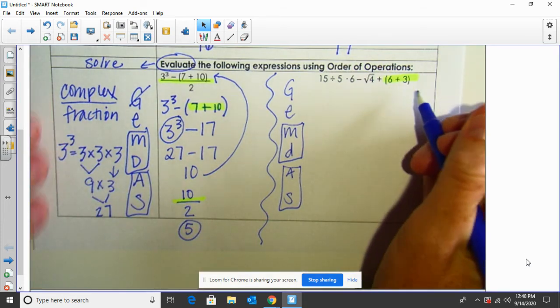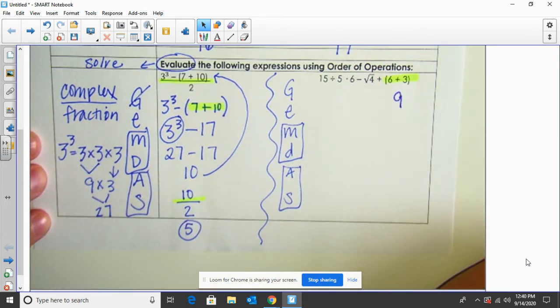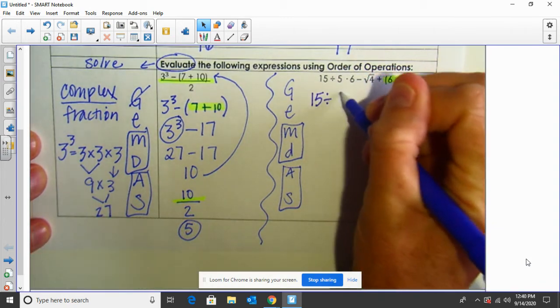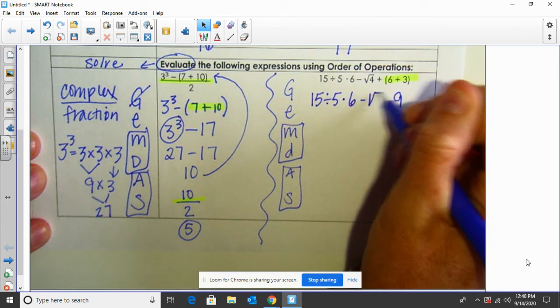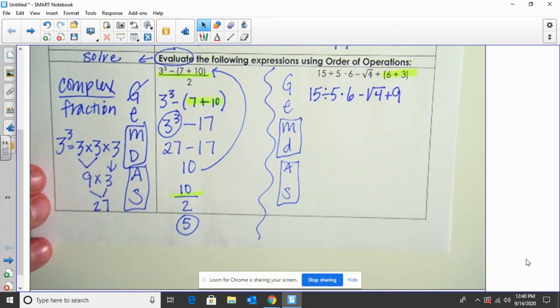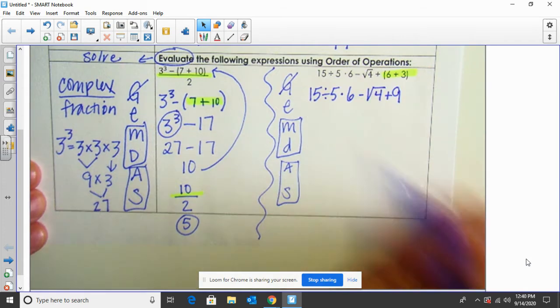6 plus 3 is 9. Once I've done that part, it's really important that I bring everything else down in the exact same order that it appears in the problem. Okay, I cannot change the order because, again, we are working on order of operations. If I move things around, I'm messing up the whole system. All right, so I did my grouping symbol.